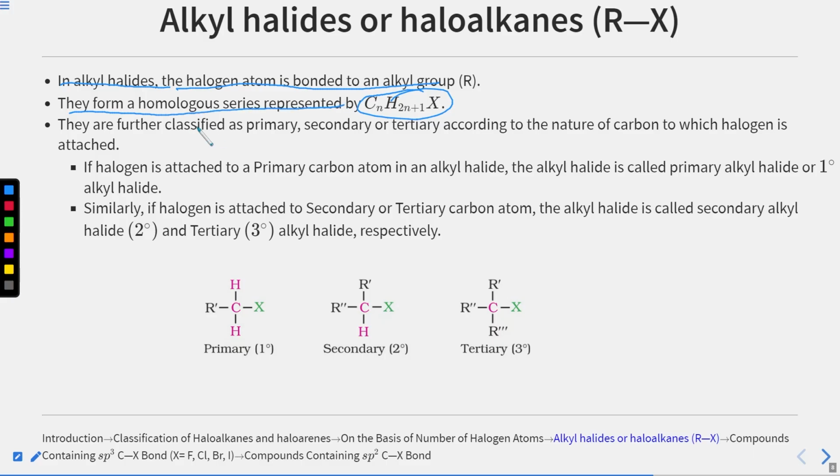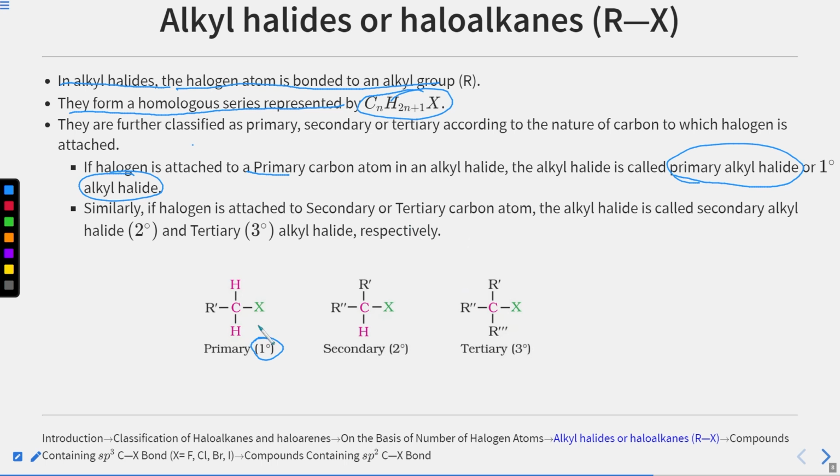Now this homologous series can be further classified into primary, secondary and tertiary based on the number of carbon atoms it is attached to. So we are talking about which carbon? We are talking about that carbon which is attached to halogen. So if that carbon which is attached to halogen is attached to a single carbon, then it is termed as 1 degree haloalkane or primary haloalkane, primary alkyl halide or 1 degree alkyl halide. So we are using the term alkyl halide, no problem.